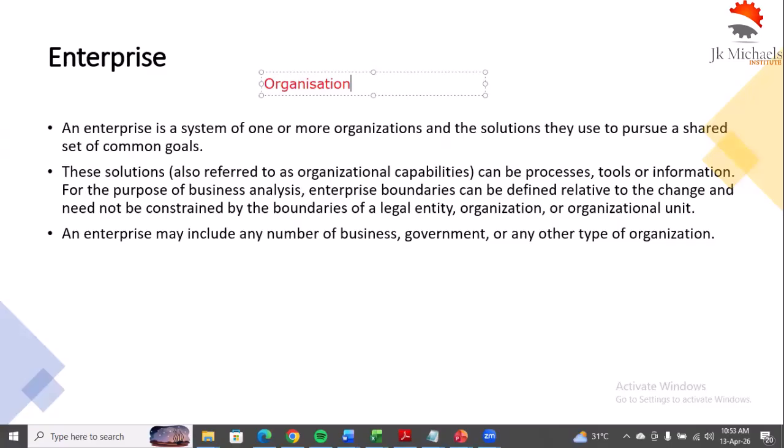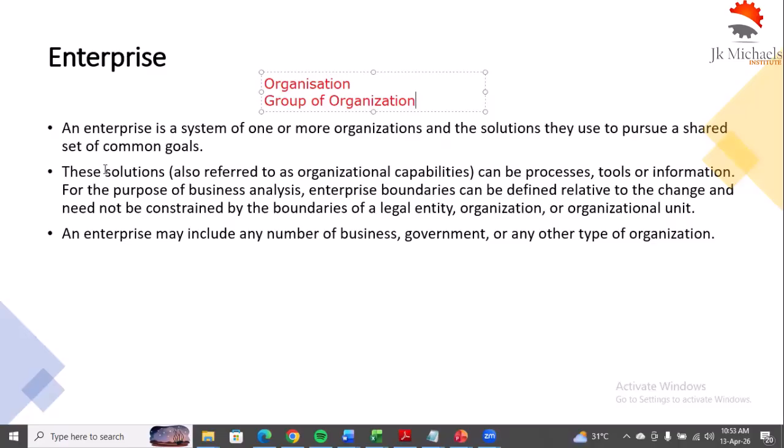Now, think of an enterprise as a group of organizations, right? A lot of times when we use the term enterprise level, we're often referring to several organizations working together under a group or a conglomerate structure, but it goes beyond that. But in this case, we're not restricted by organizational boundaries, right?